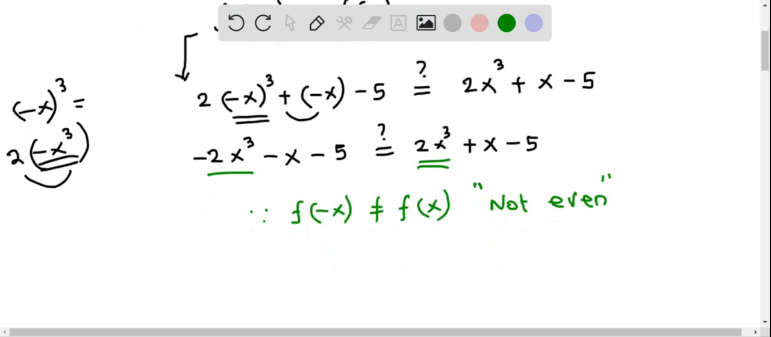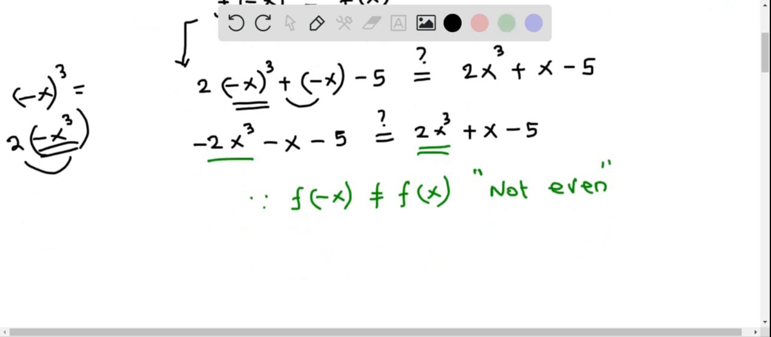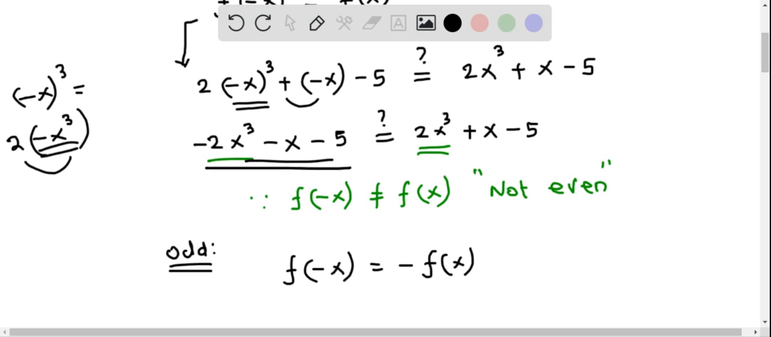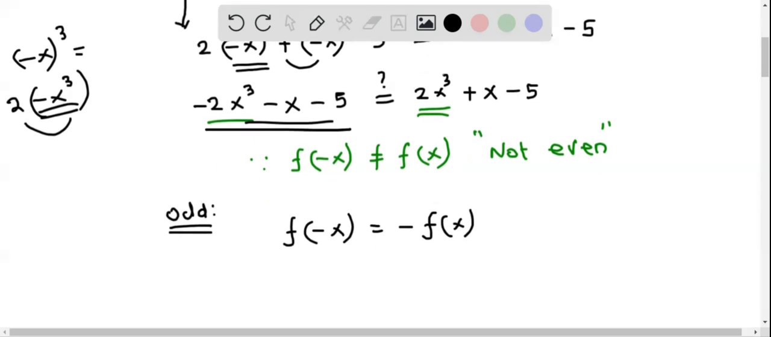And so we will now check if it is an odd function. So I'm going to use the rule for odd function. That is if f of negative x equals negative of f of x, we then say it is an odd function. We have already determined f of negative x, that is this expression. So let me put this here. We have negative 2x cubed minus x minus 5, and this equals negative of f of x.